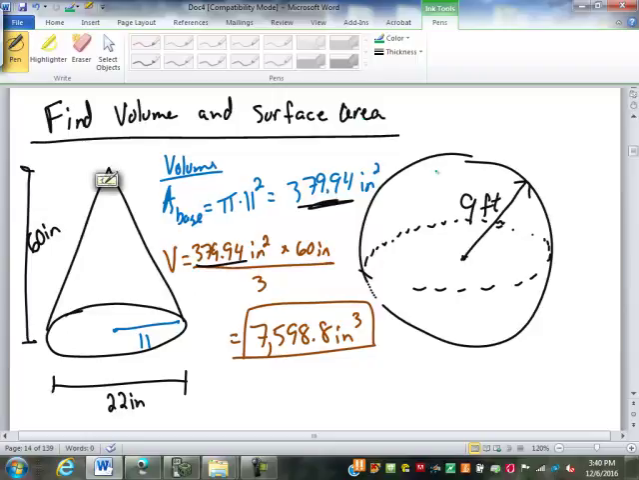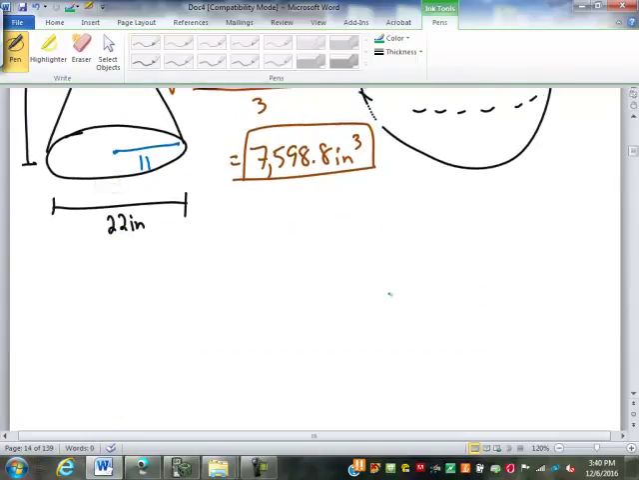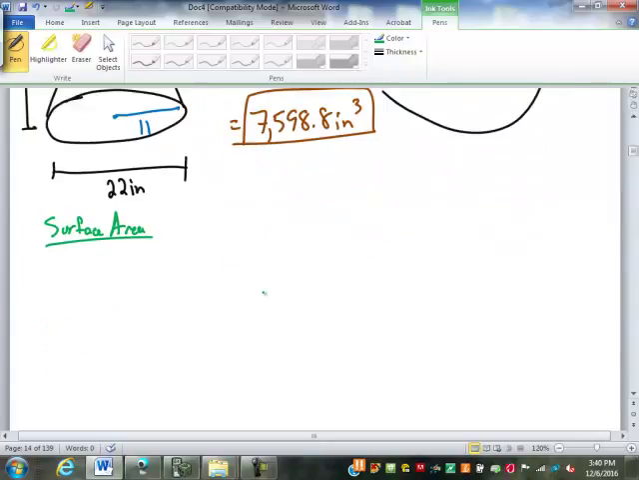For surface area, we also need the area of the base, 379.94. This is a cone, there is only one base, so we only add it in once. We need the lateral area to add to that to get our total.